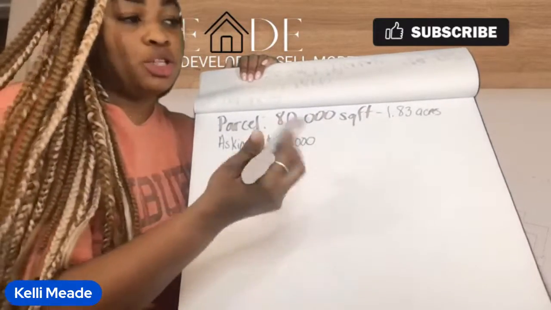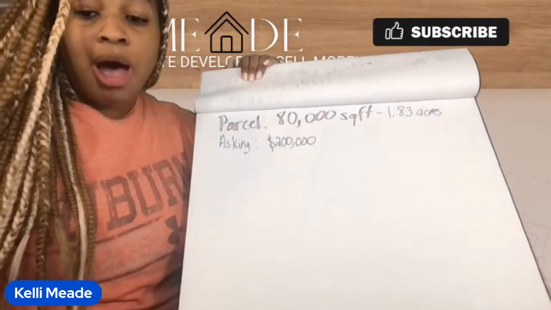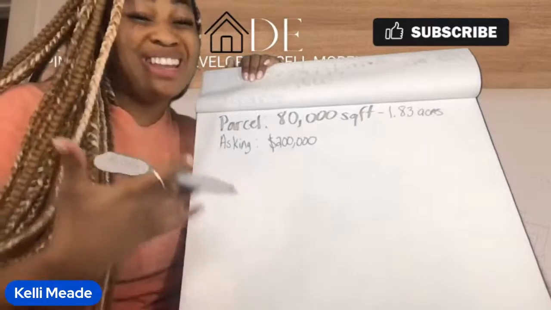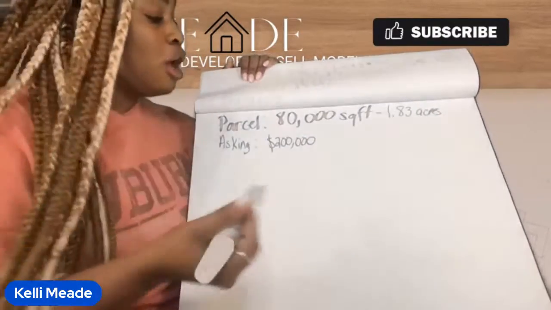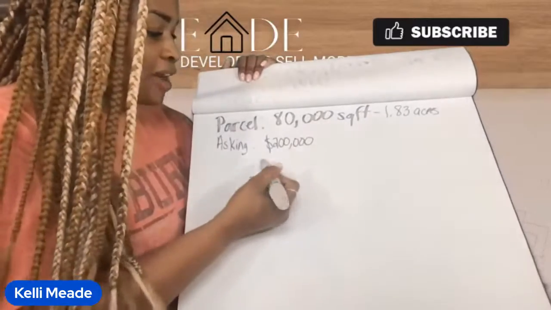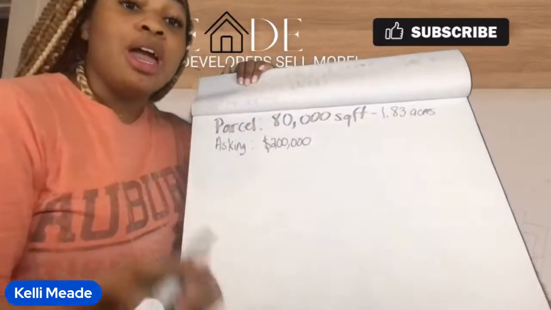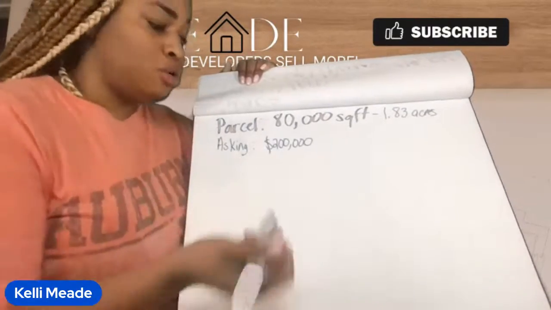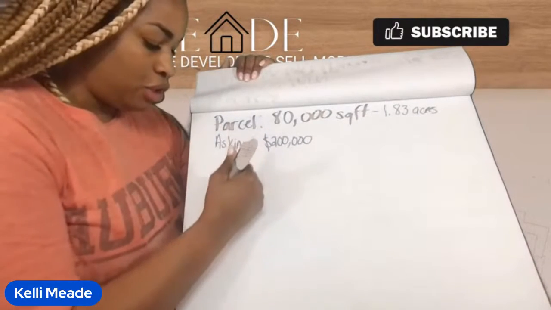So just make sure that you check zoning also before you start planning out a development. You want to make sure that the plan you have, you can actually be zoned for in that area. All right, so they're asking for $200,000 to sell 1.83 acres of land. The first thing to do is what I call my bottom up approach.